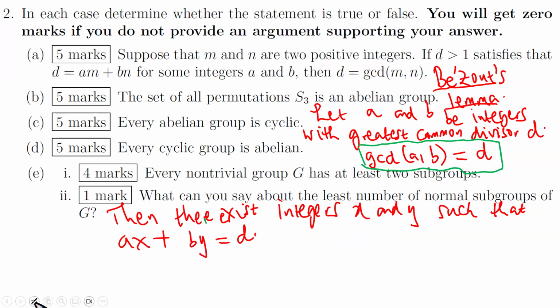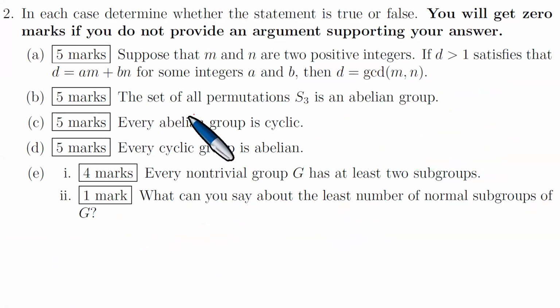Okay, just stating Bezout's lemma. Now, the set of all permutations S3 is an abelian group. Very interesting with this one. Now, let us take a look at this here. The symmetric groups themselves are very interesting, but they don't like being abelian. So this one here is false.